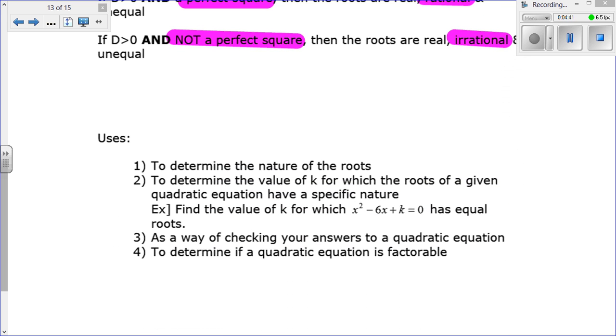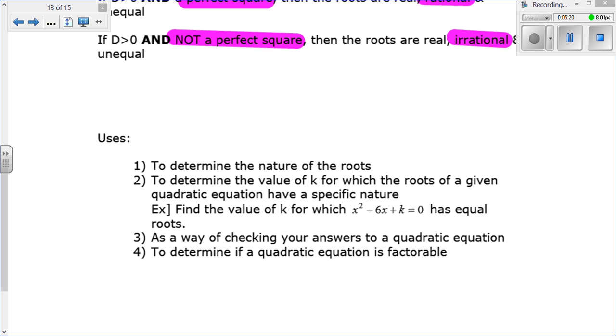The uses of the discriminant. First of all, is to determine the nature of the roots. Second would be to determine the value for k for which the roots of a given quadratic equation have a specific nature. So an example like that would be find the value of k for which x squared minus 6x plus k equals 0 has equal roots. Third, as a way of checking your answer to a quadratic equation. Basically, what you're checking for is, does the discriminant match the type of answers that you got as your roots? And 4, to determine if a quadratic equation is factorable.